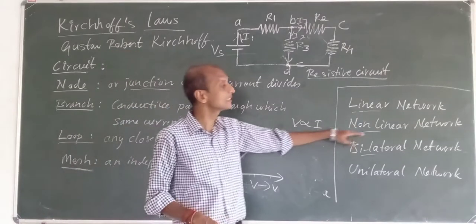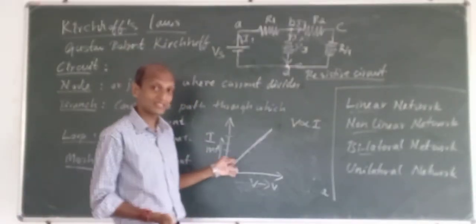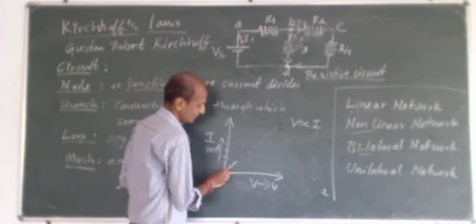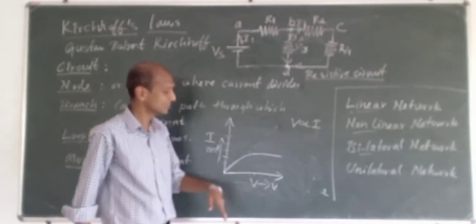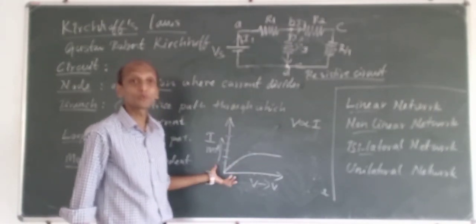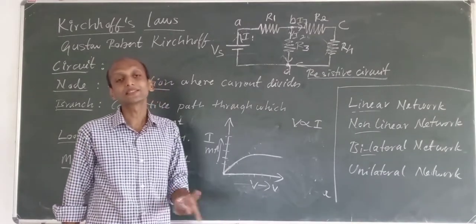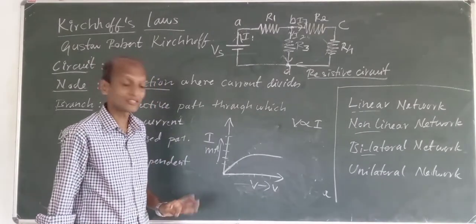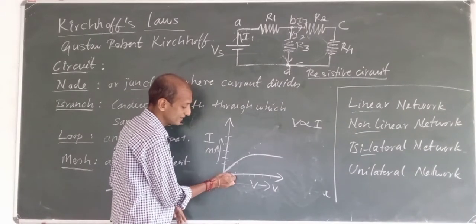Now, a non-linear network is exactly the opposite of that, isn't it? Non-linear means a network whose output characteristic is not a straight line. If it is not a straight line, then such networks are called non-linear networks. For example, see here, for this voltage, this is the current.